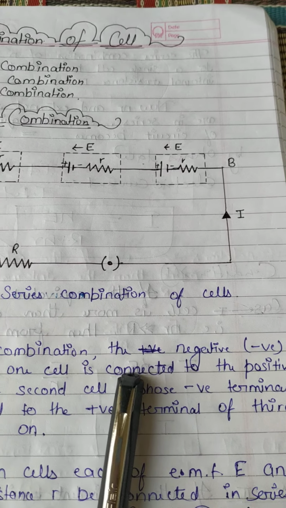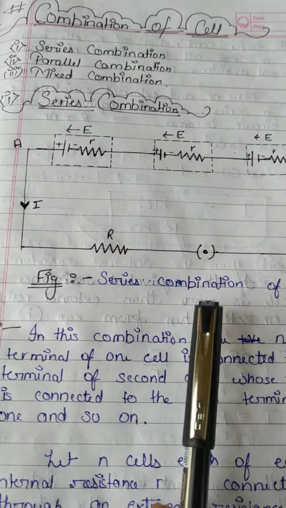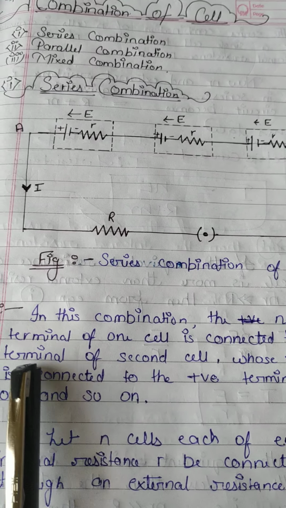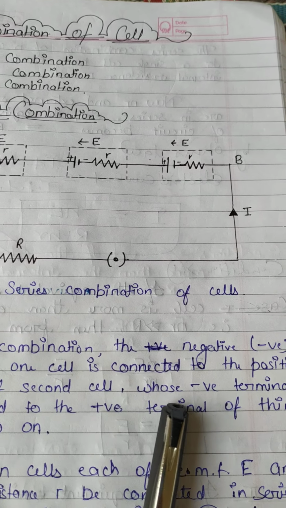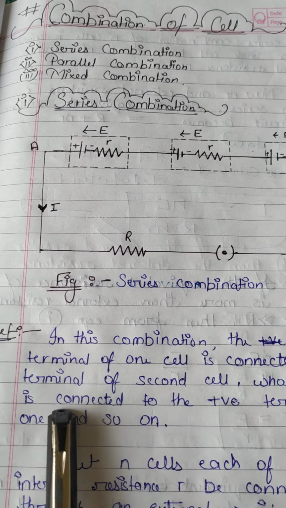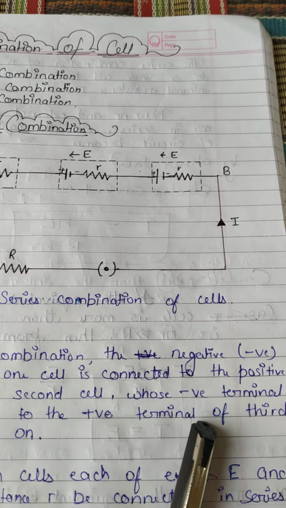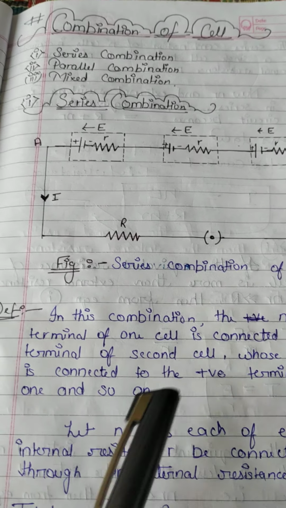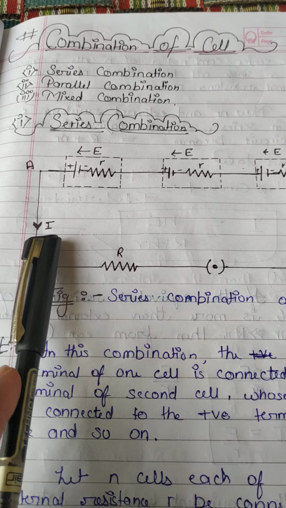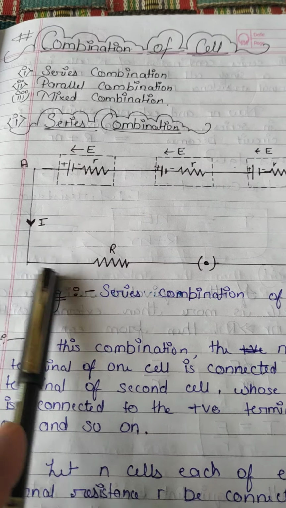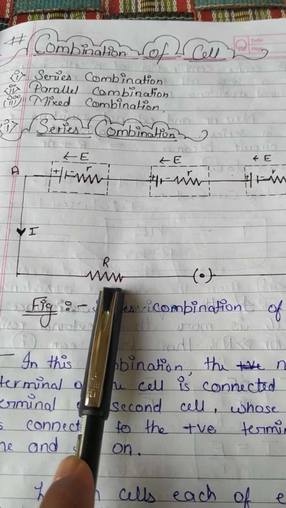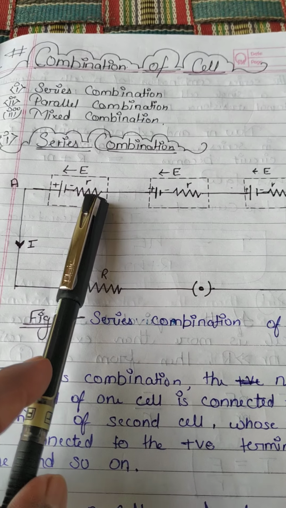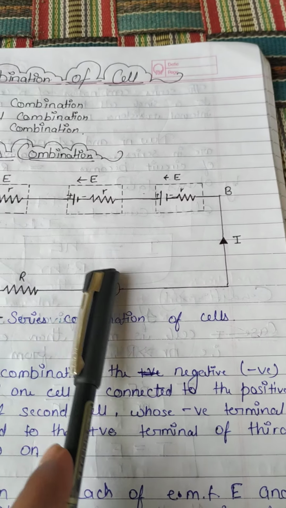Definition: in this combination, the negative terminal of one cell is connected to the positive terminal of the second cell, and the negative terminal is connected to the positive terminal of the third cell, and so on. Let I be the electric current flowing through the circuit, capital R the external resistance, capital E the EMF of the cell, small r the internal resistance.